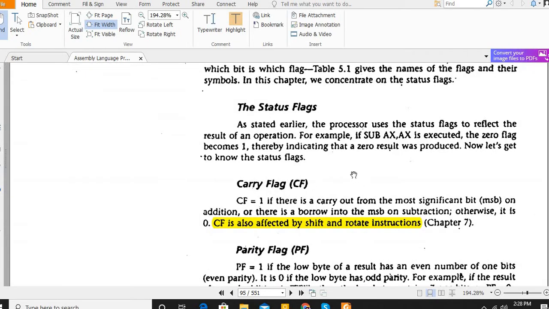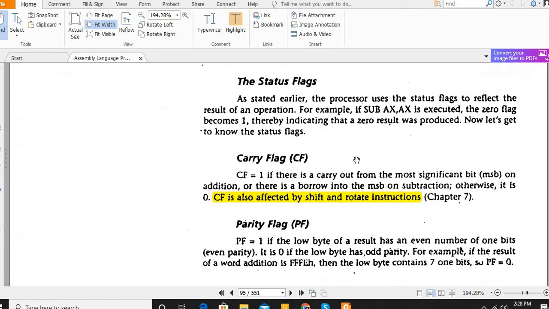In the status flags, the carry flag will be 1 if there is a carry out of the MSB on addition, or when you take a borrow from the MSB in the case of subtraction.